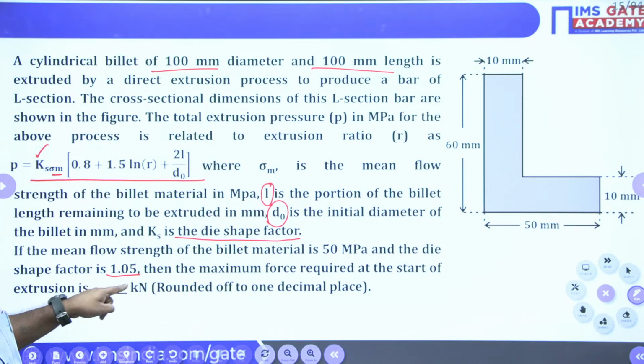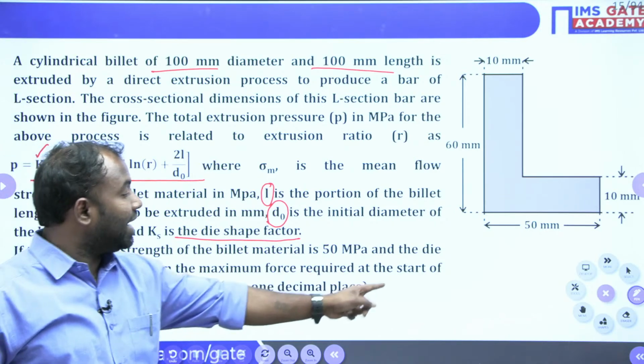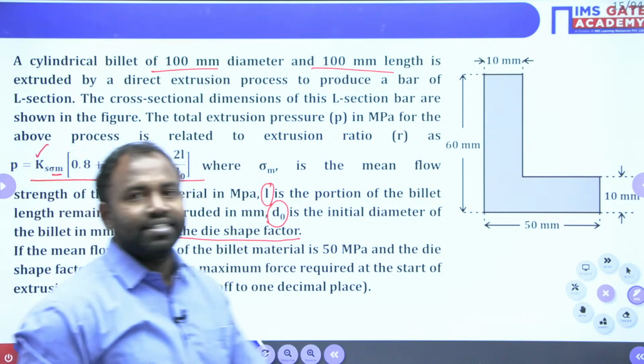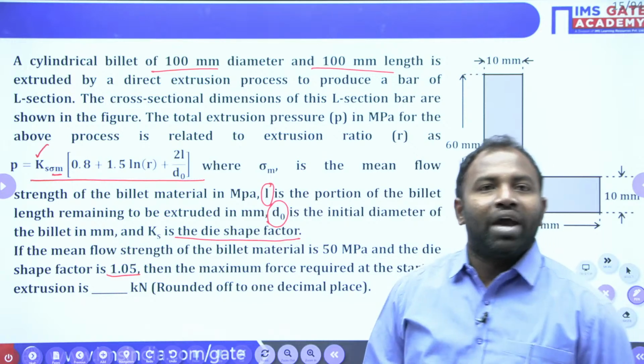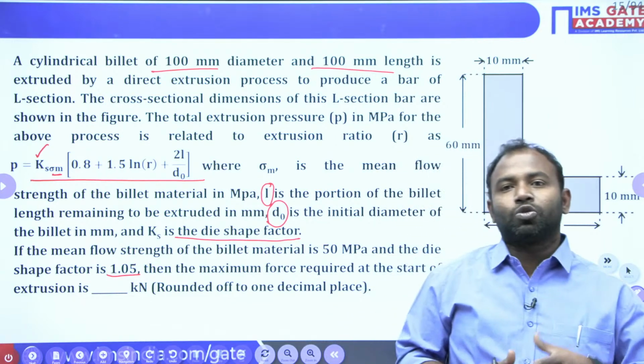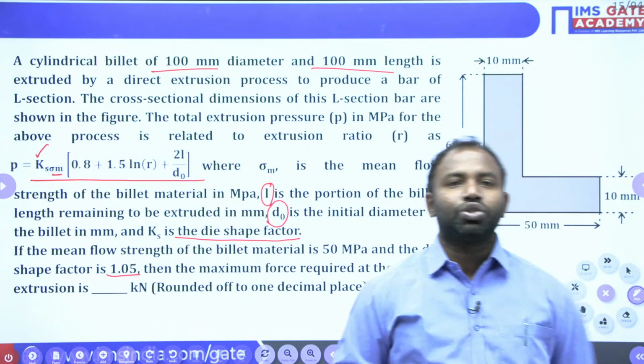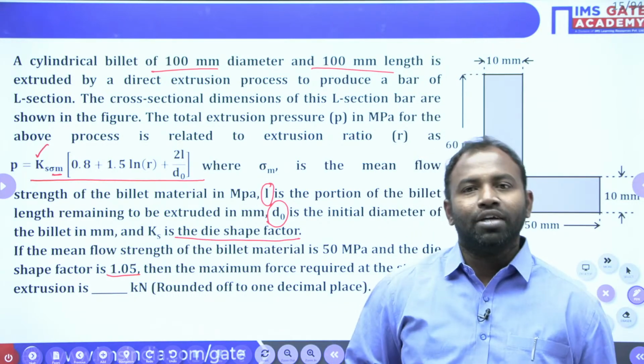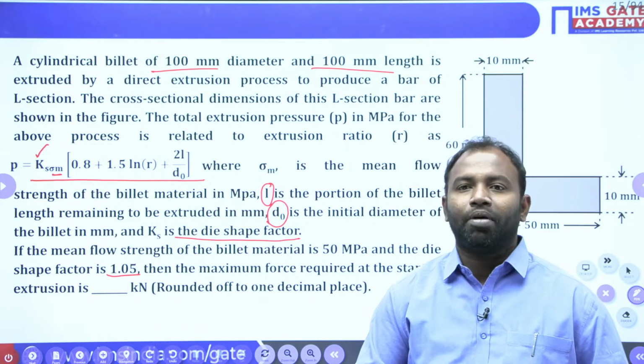Ks is given as 1.05. Then the maximum force required at the start of extrusion is... Now if we have an idea about the direct extrusion process, it will be very easy to solve this kind of question. So let me solve this question with the help of a diagram.